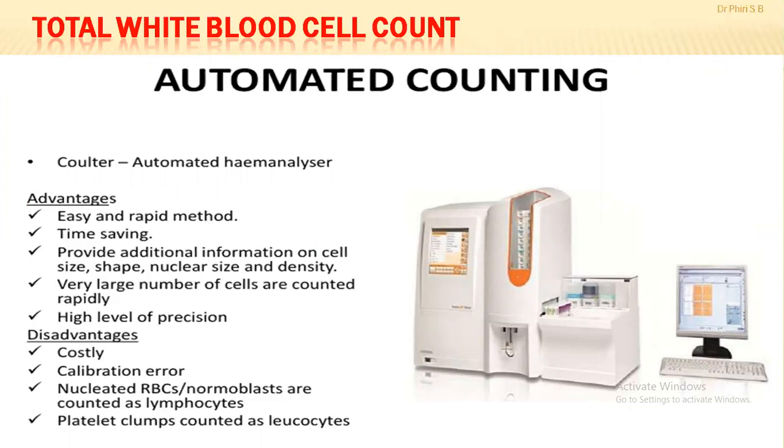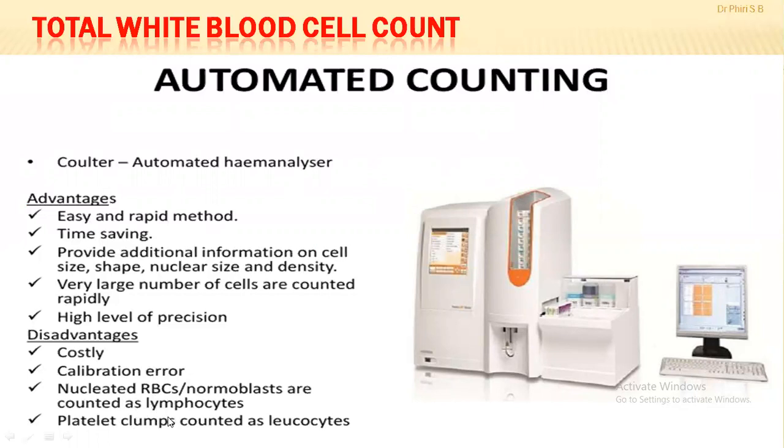Sometimes if you don't know how to use this machine, you mess up the results, and then normoblasts are counted as lymphocytes. You can have immature red blood cells released into the circulation, because this machine is designed in such a way that red blood cells are only picked as cells without the nucleus. So any cell with a nucleus can be counted as a white blood cell. In general, they are counted as lymphocytes.